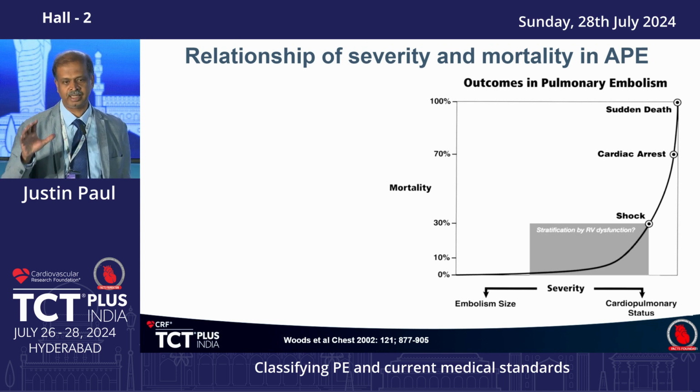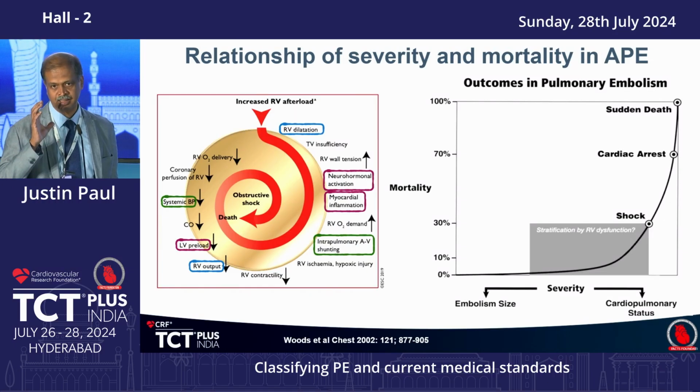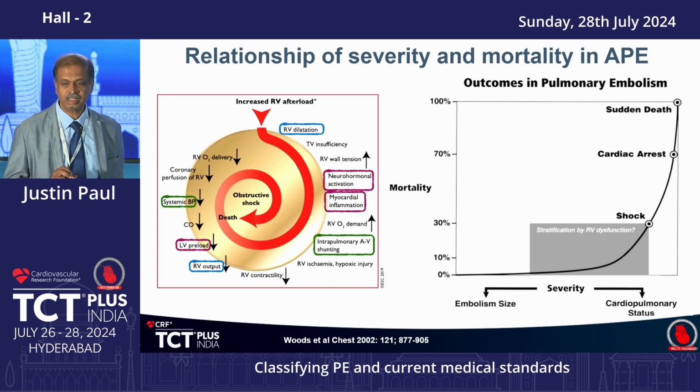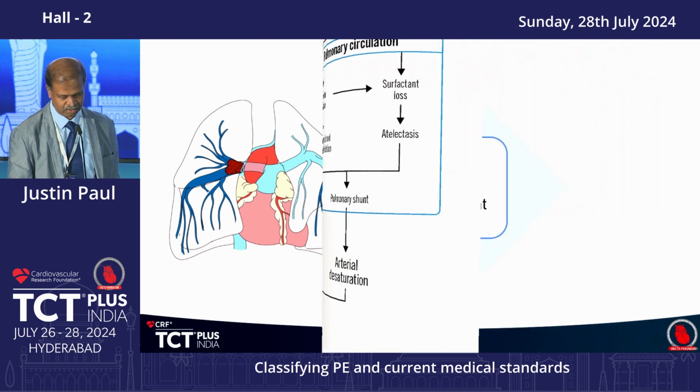If you look at the severity of the pulmonary embolism, that is directly related to the mortality. It is related to the embolism size, it is related to the cardiopulmonary status, and what you can see is that as the RV afterload increases, there is a dilatation of the RV, it starts failing, there is neurohumoral activation, myocardial inflammation, the enzymes get leaked into the system, there is intrapulmonary shunting, RV output comes down, LV preload comes down, coronary perfusion comes down, they all ultimately lead to cardiac arrest and death. We need to stop this cycle at the earliest, very early. And this again is another way of telling you how the patient comes into shock.